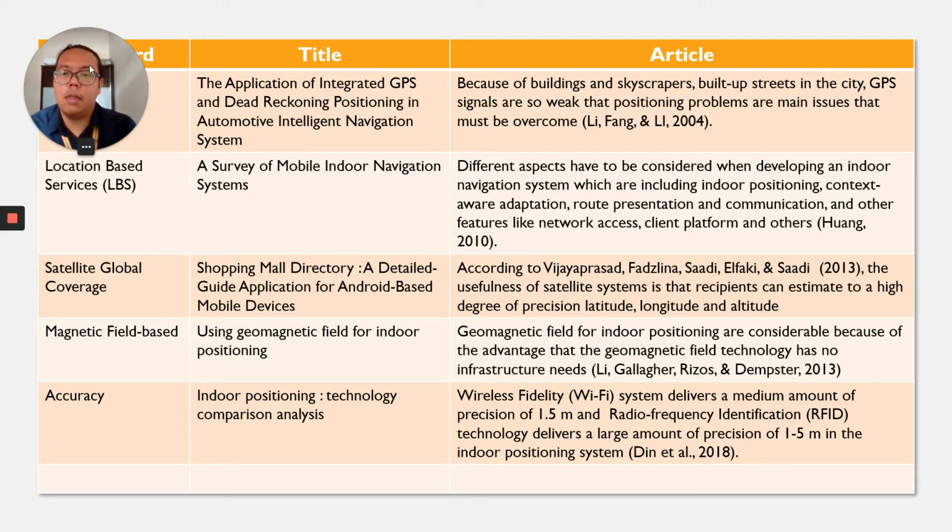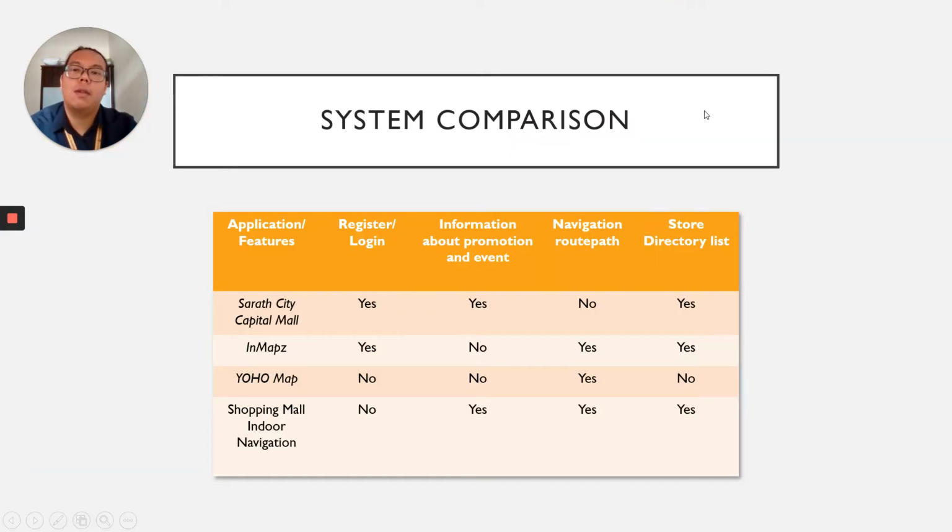And the last one, accuracy. The article title is Indoor Positioning Technology Comparison Analysis. Wi-Fi systems deliver a median precision of 1.5 meters, and radio frequency identification technology delivers a large amount of precision on the indoor positioning system. So this is the system comparison.